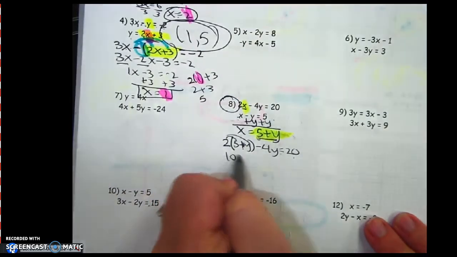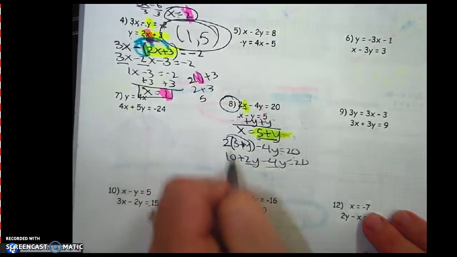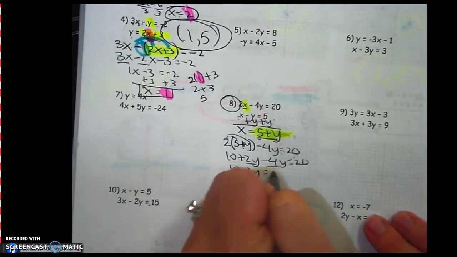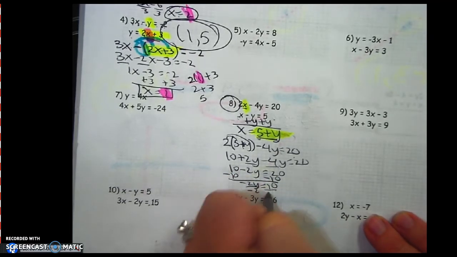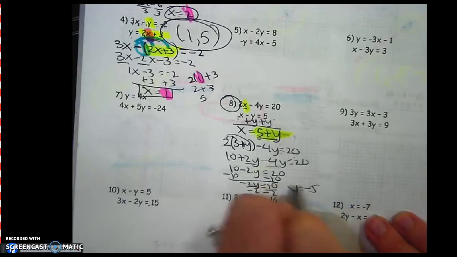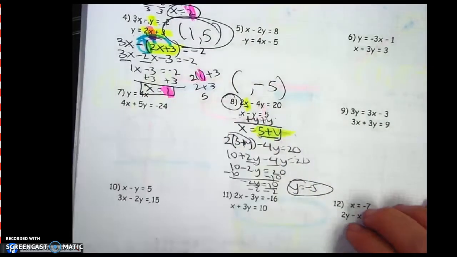Distribute, distribute. Put the same together. Careful on this because you could make a silly mistake with your negatives. I got my y. Boom, I have my y value.